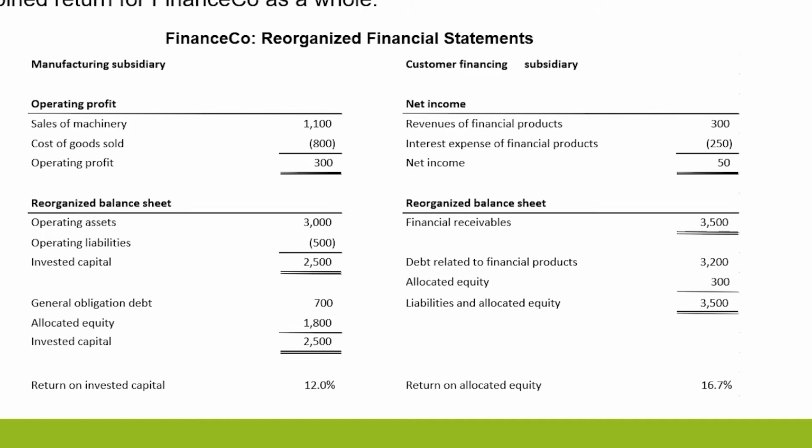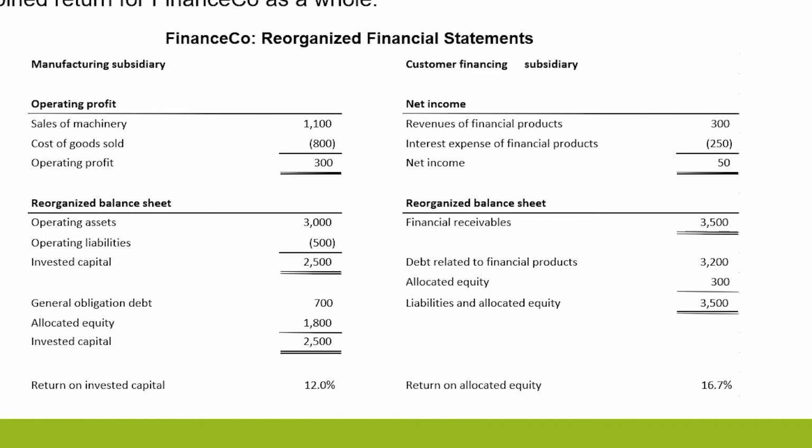So I separate it out and I look at the manufacturing arm, and now I just have sales, cost of goods sold, then my operating profit. Then I have my operating assets and liabilities, my general obligation debt, and what's called allocated equity. And this just means that I've taken the book value of equity and I've split it off based on the relative value of the two subsidiaries.